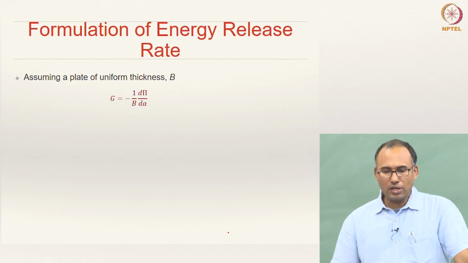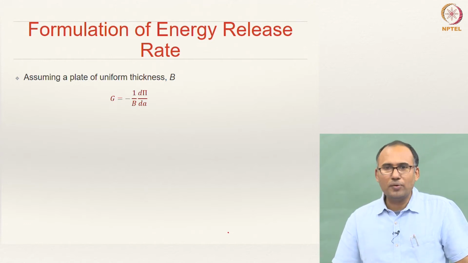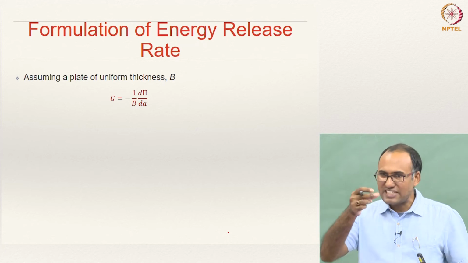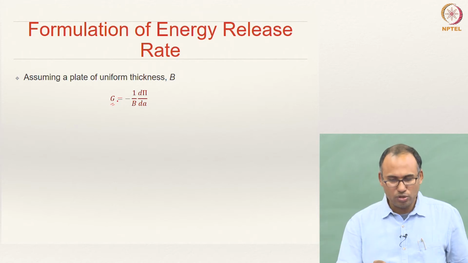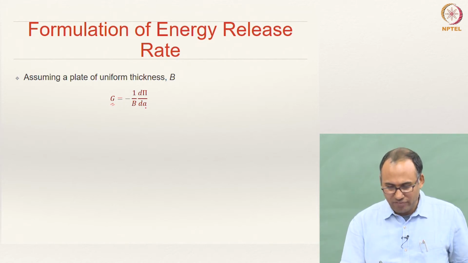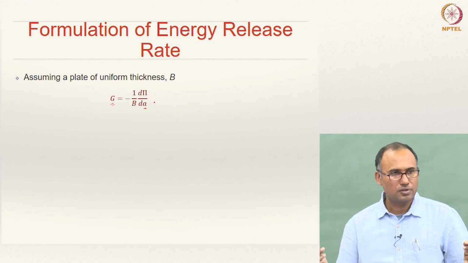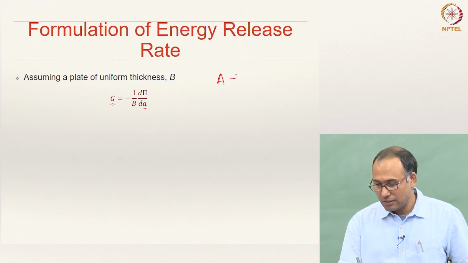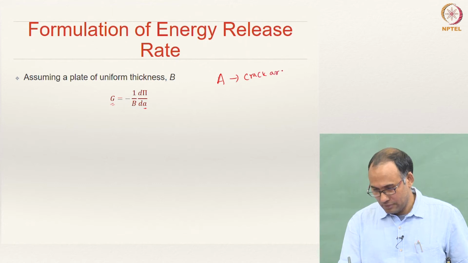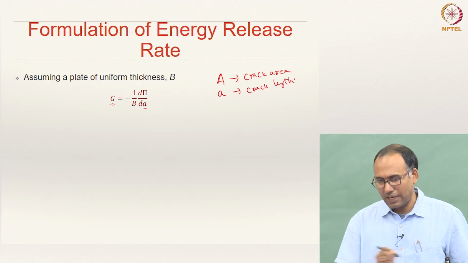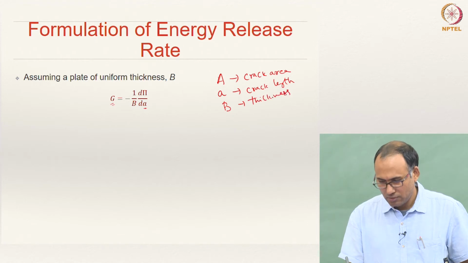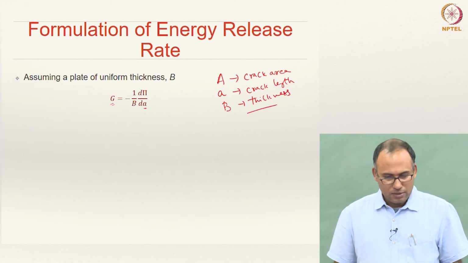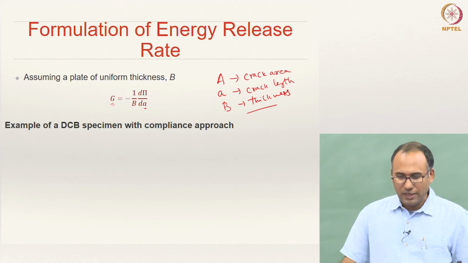All right. So now let us assume a plate of uniform thickness B. Then I can write the strain energy release rate G equal to negative 1 over B times dΠ/dA, where capital A is your crack area, small a is your crack length, and B is the thickness of the body.